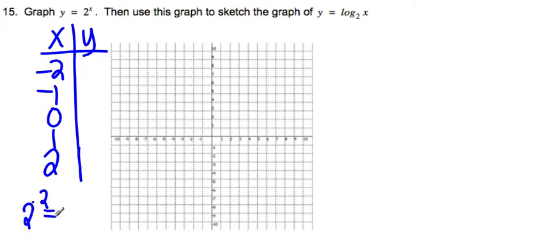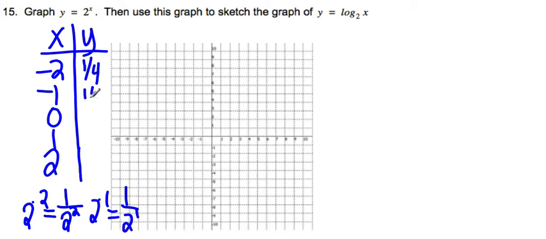Remember, when we do that to get rid of negative exponents, we have to drop it on the bottom. So this is 1 over 2 squared, so 1/4. 2 to the -1 is going to be similar, that we have to drop it underneath. So this is 1 over 2 to the first.